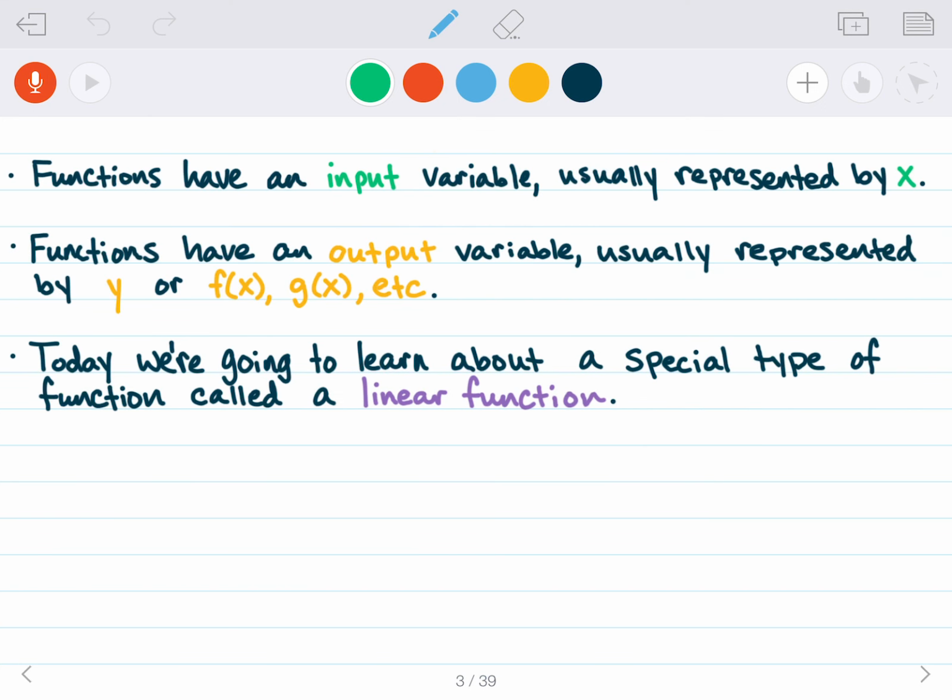So just as a reminder, functions have an input variable. We typically use x to represent the input variable, but we can really use any letter we want. Functions also have an output variable, and we learned last week that we could use y as our output variable, but we can also use these new notations that we learned: f of x, g of x, h of x, and so yeah, we can use that as our output. So today we are going to learn about a very special type of function called a linear function.